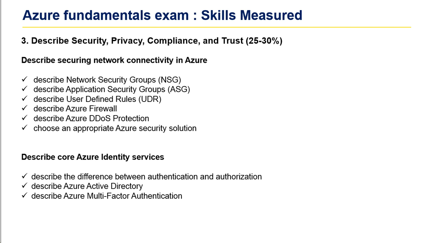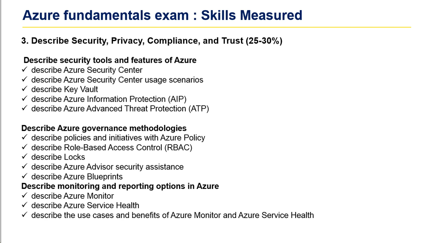Describe core Azure identity services. Describe the difference between authentication and authorization. Describe Azure Active Directory. Describe Azure multi-factor authentication. Describe security tools and features of Azure. Describe Azure Security Center. Describe Azure Security Center usage scenarios. Describe Key Vault. Describe Azure Information Protection, AIP. Describe Azure Advanced Threat Protection, ATP.